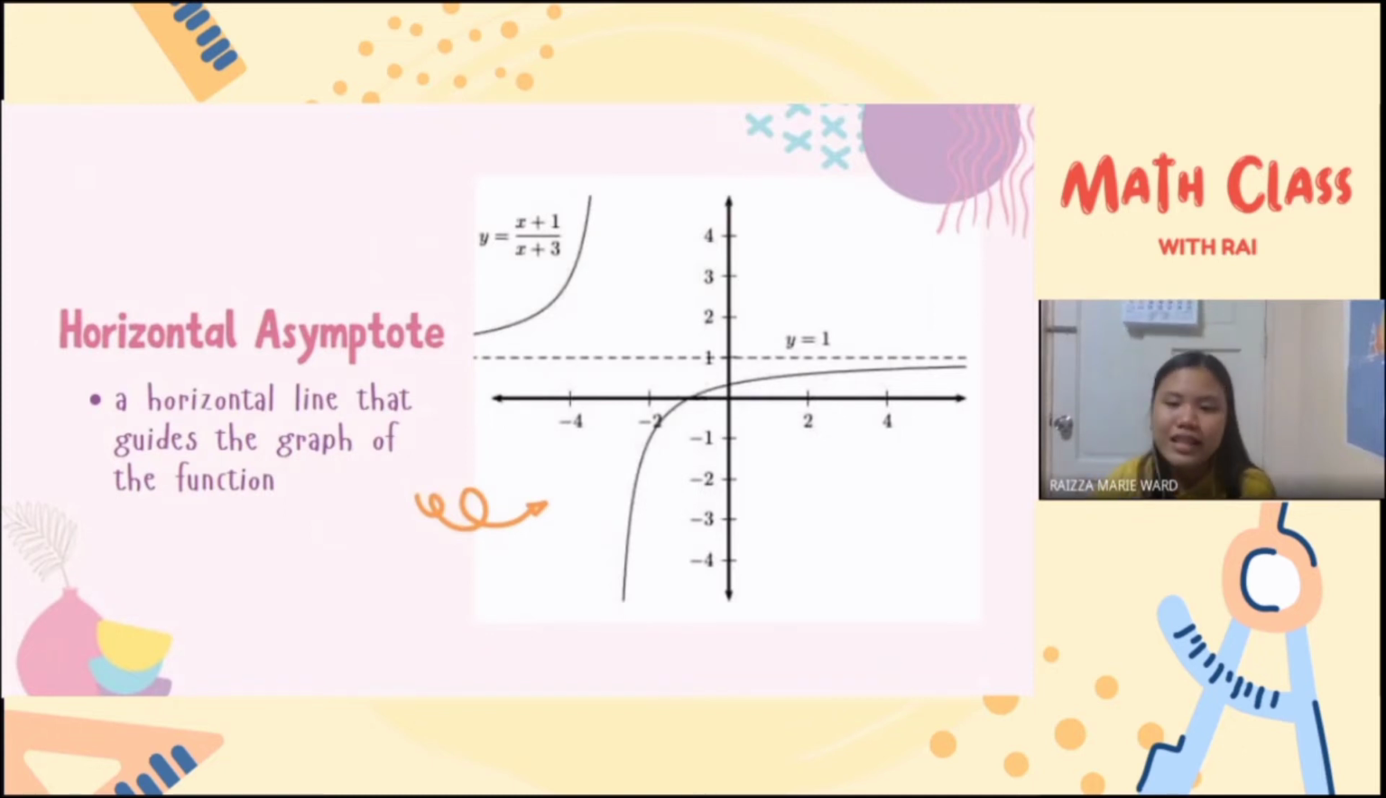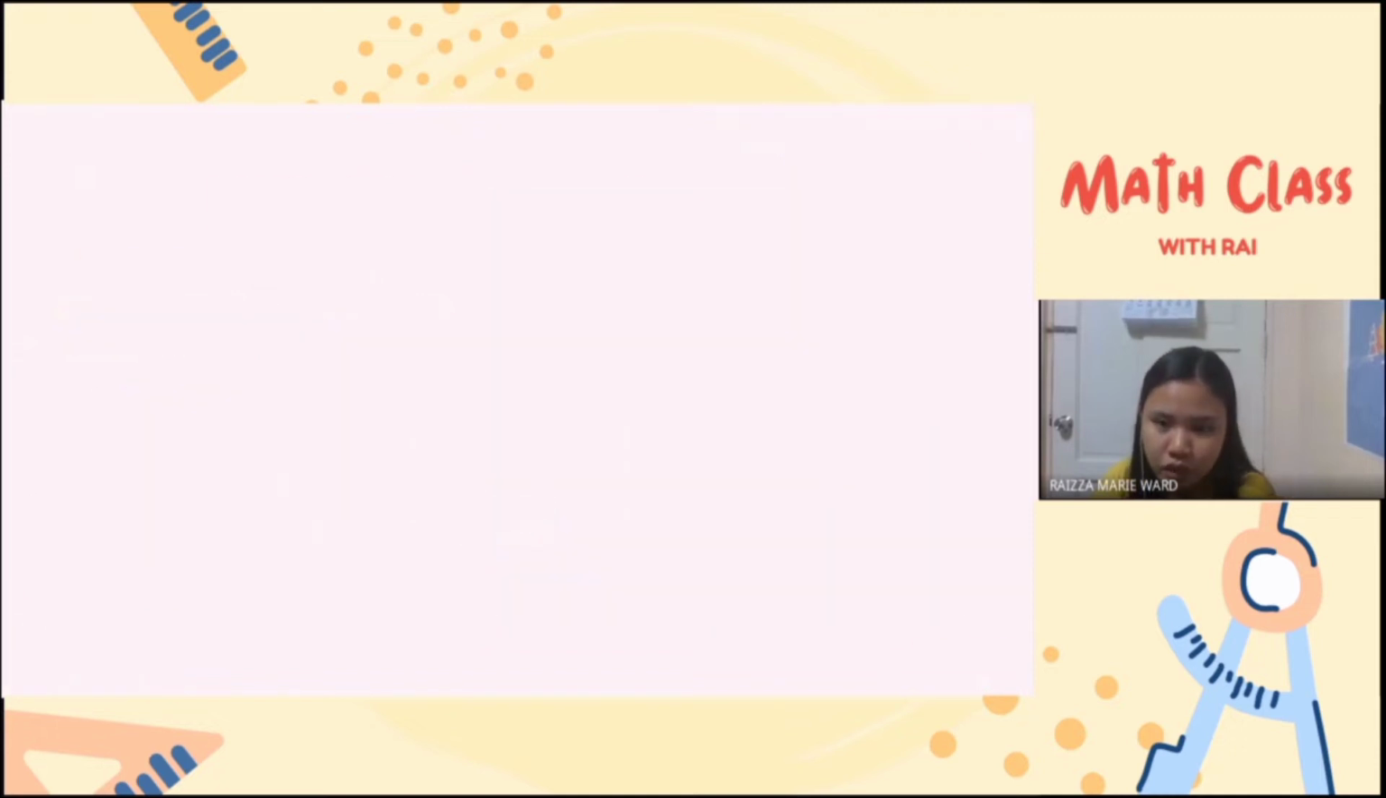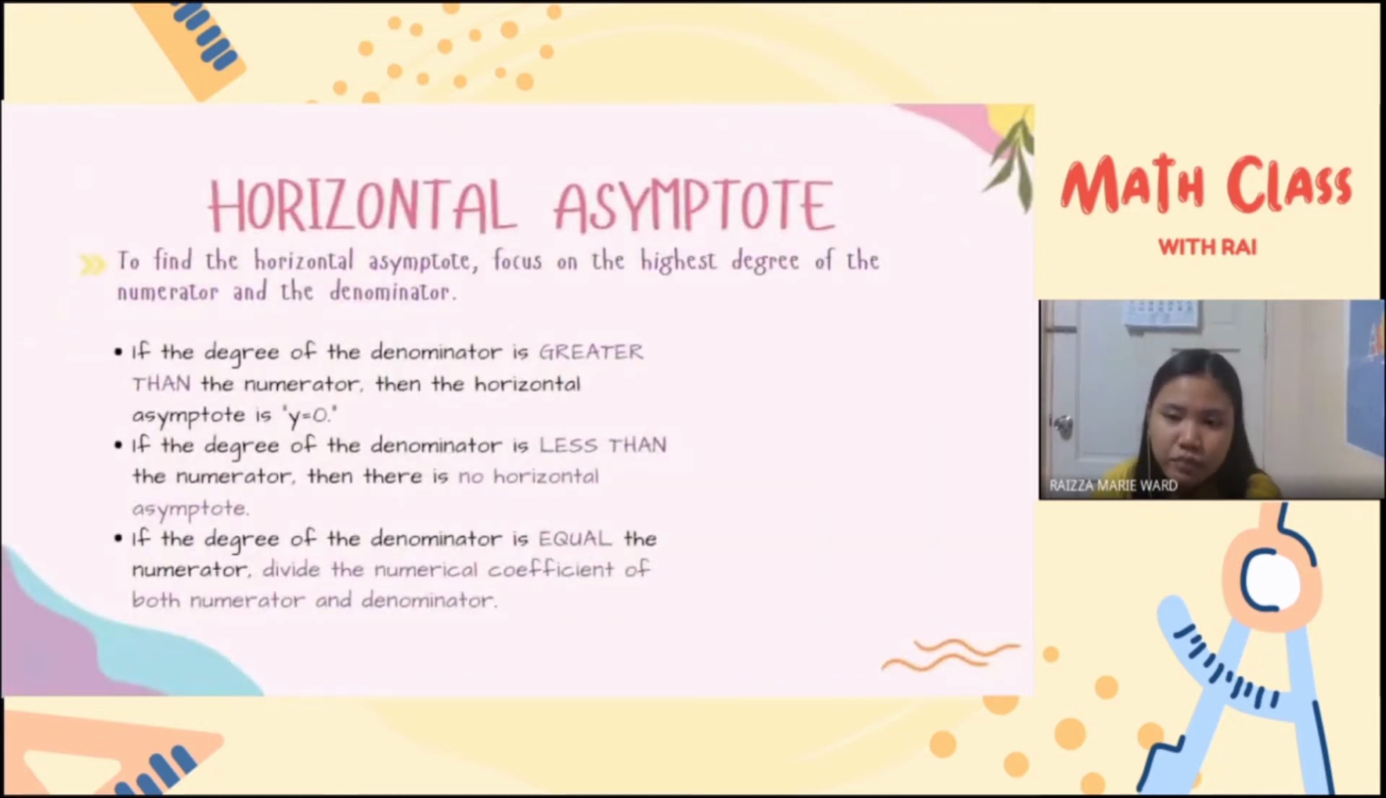Horizontal asymptote. Just like the previous one, horizontal asymptote is also a line that guides the graph of the function. The only difference is that vertical asymptote guides the graph vertically and this guides it horizontally. To find the horizontal asymptote, focus on the highest degree of the numerator and denominator. So, if the degree of the denominator is greater than the numerator, then the horizontal asymptote is y is equal to 0. Look on our example dito sa right side.